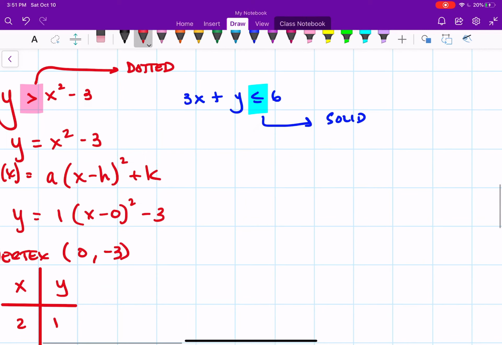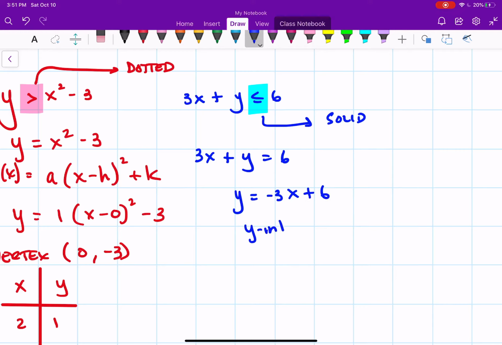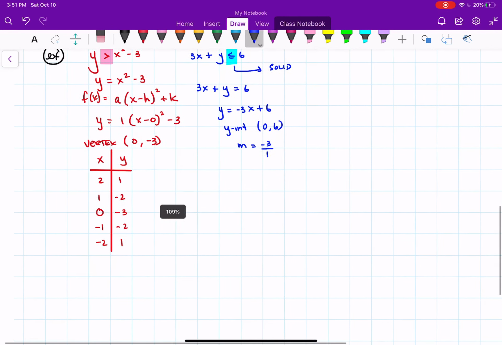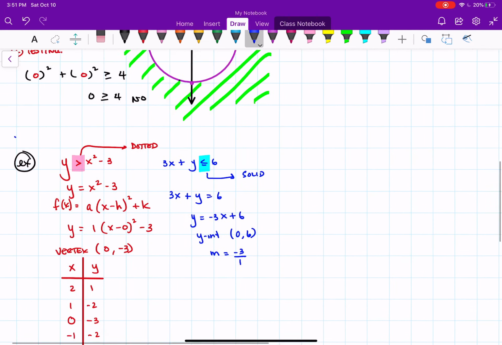And then over here, I can solve for y. So I can say, okay, 3x plus y is equal to 6. So y is equal to negative 3x plus 6. So I know that my y-intercept is 0, 6, and my slope is equal to negative 3 over 1. All right, so let's go ahead and graph this.